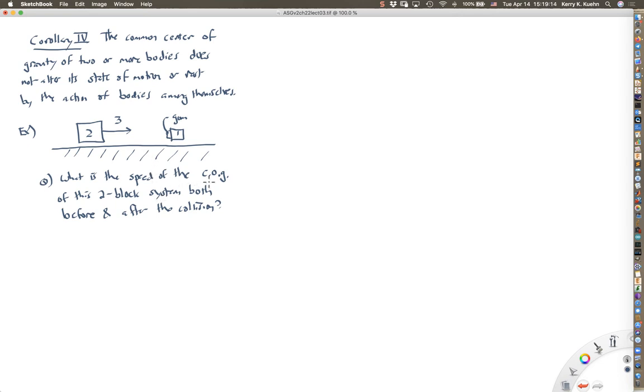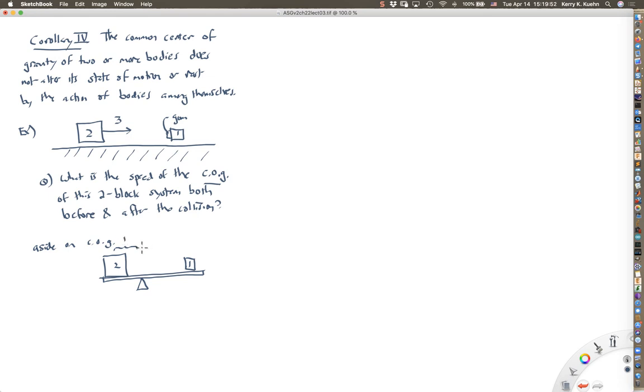So let's remind ourselves what we mean by the center of gravity. So this is a little aside here on center of gravity. So if we have two objects, for example, a block of mass 2 and a block of mass 1, and we wanted to find where the center of gravity of these two are, we could imagine putting these on the ends of a seesaw or a balance and finding the position you have to put the fulcrum in order to balance them.